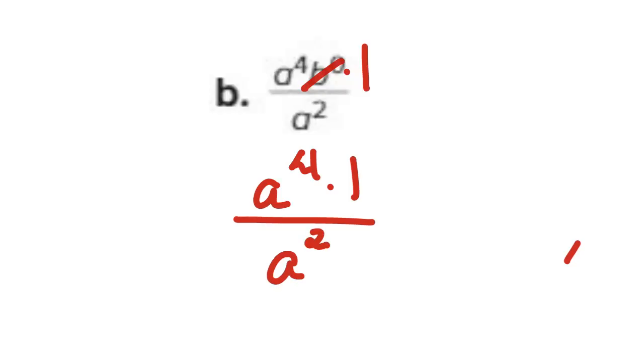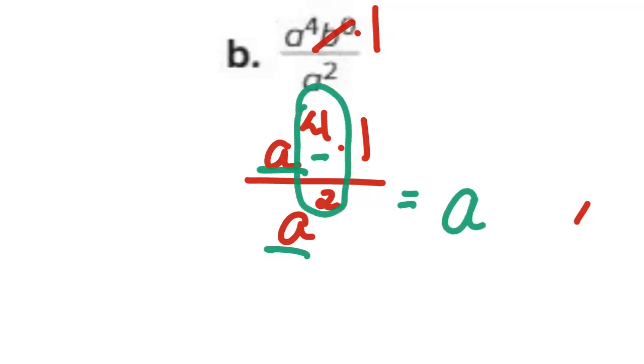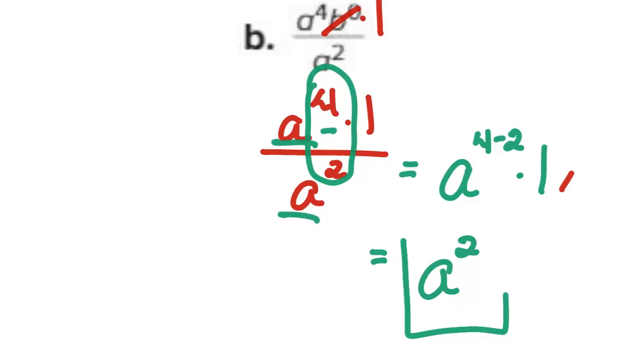So we are dividing two powers that have the same base. You keep the base. And what do we do with our exponents when they're vertical? You're going to subtract. So that's a to the 4 minus 2. So the final answer times 1 is a to the 2nd power times 1 is just a squared. Any questions on that?